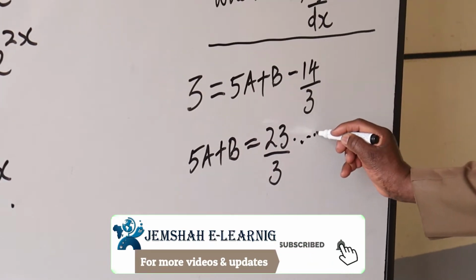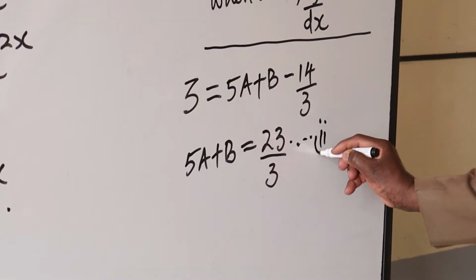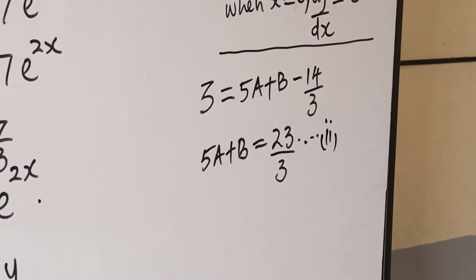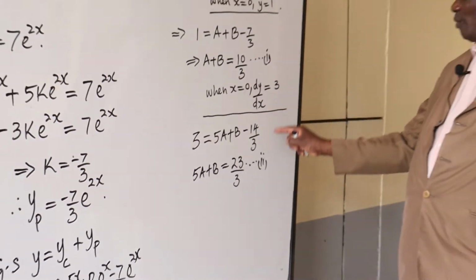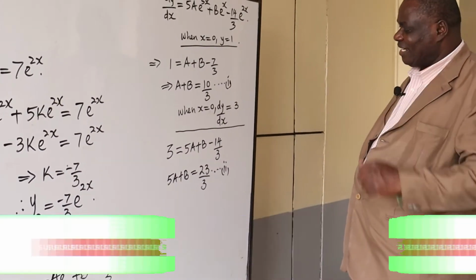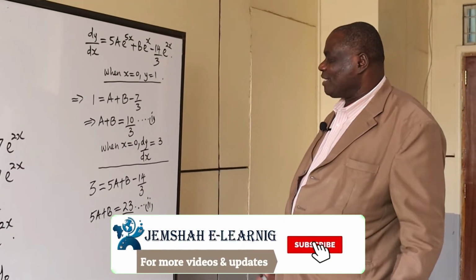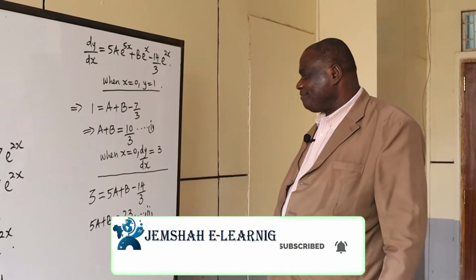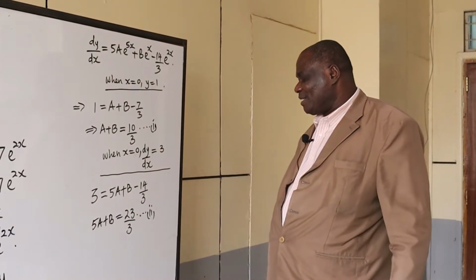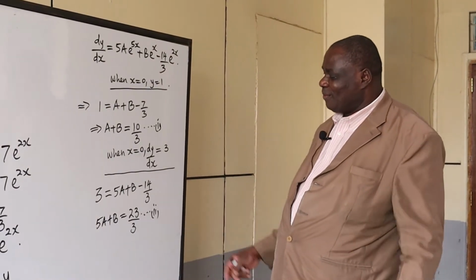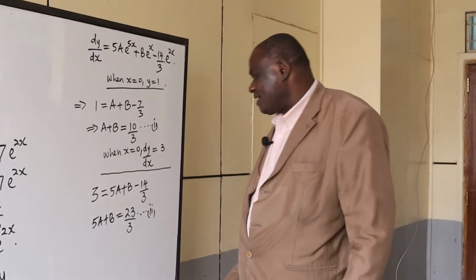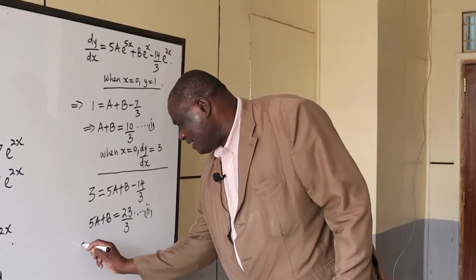Call that one equation 2. Now, we are going to solve equation 1 and equation 2 simultaneously. We can use any method that we know for solving simultaneous equations. Here we can use elimination, we can use substitution. Let's use elimination.